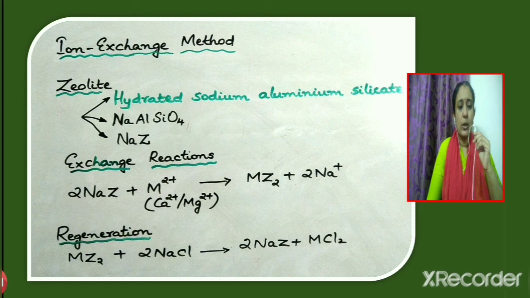Now how can zeolite be regenerated? It can be regenerated by adding sodium chloride solution. So MZ2, when it reacts with sodium chloride, changes to 2NaZ, that is, zeolite is regenerated, along with that MCl2, which is either calcium chloride or magnesium chloride, will be formed.